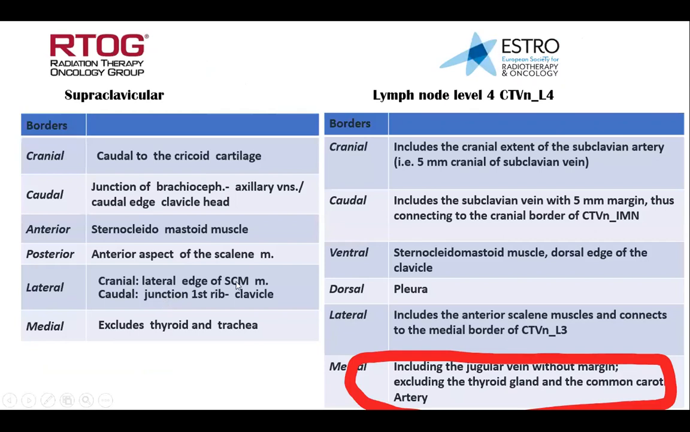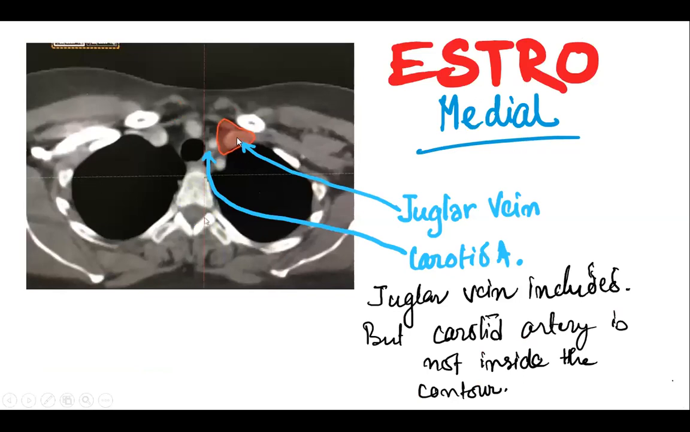This will be a difference in ESTRO. In ESTRO, they will include the jugular vein, and they exclude the thyroid gland, trachea, and common carotid artery as well. So here we can say this is a jugular vein. The jugular vein is included in the CTV, but they have excluded this carotid artery.